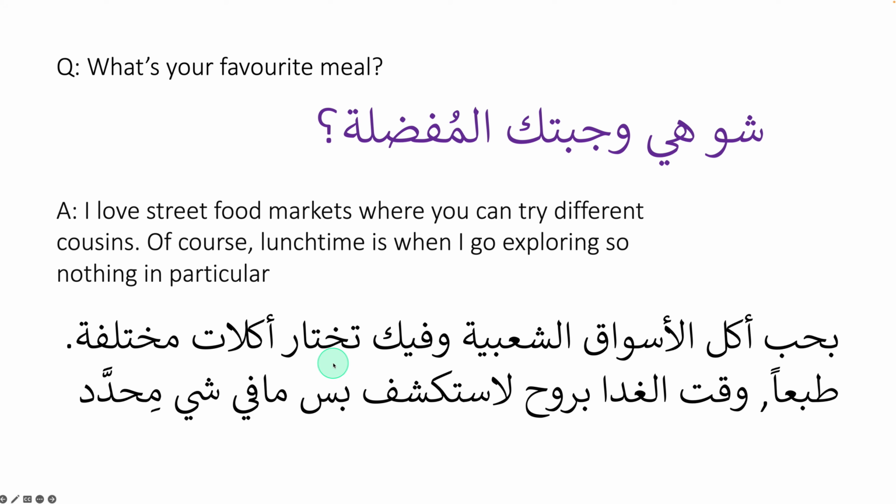وفيك تختار, and you can choose أكلات مختلفة. And you can choose أكلات, so that's the plural of أكل or أكلة. So أكلات, dishes. مختلفة, different. طبعا, of course, وقت الغداء, lunchtime, بروح, I go, لأستكشف, to explore. بس ما في, but there isn't, شي, something, محدد, specific or in particular.